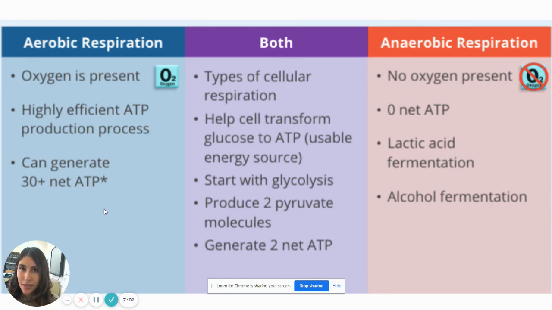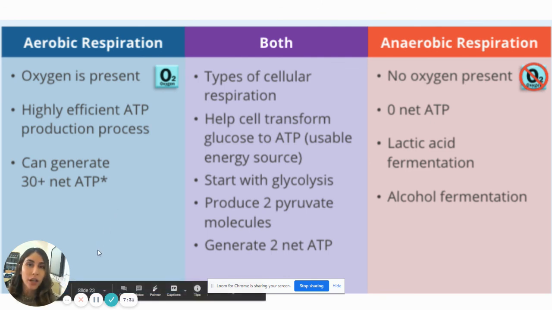Now, the commonalities, the things that are similar, is that they both are types of cellular respiration, and they both are converting glucose into ATP, which is a form of usable energy for the cells. In addition, in both aerobic and anaerobic cellular respiration, we are starting with a glucose molecule that is being broken down into pyruvate during the process of glycolysis. And in both scenarios, glycolysis is producing the net gain of two ATP molecules.